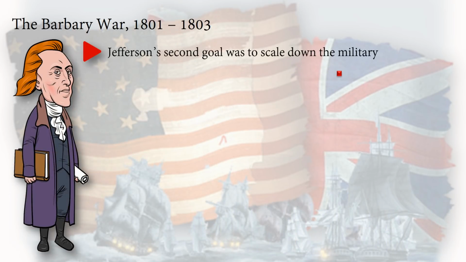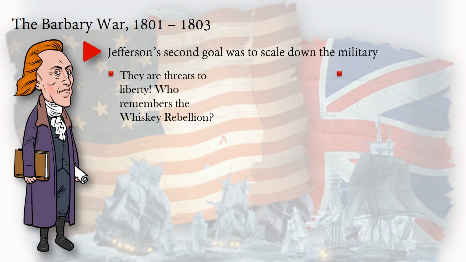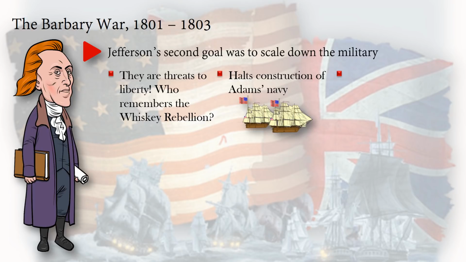So the second goal of Thomas Jefferson during his presidency was to scale down the military. They are threats to liberty. Who remembers the Whiskey Rebellion and when that Federalist George Washington invaded a sovereign state to make them pay their taxes? And so Jefferson halts the construction of the Navy that John Adams had begun to construct. He drops the fighting force of the United States down to 2,500 men. So basically the size of a mid-sized police department.